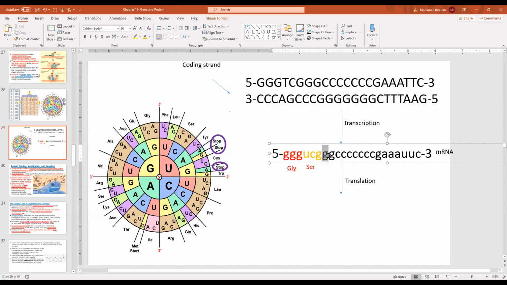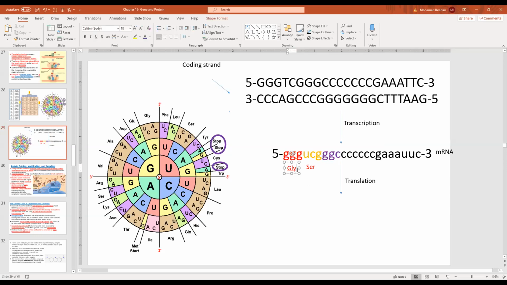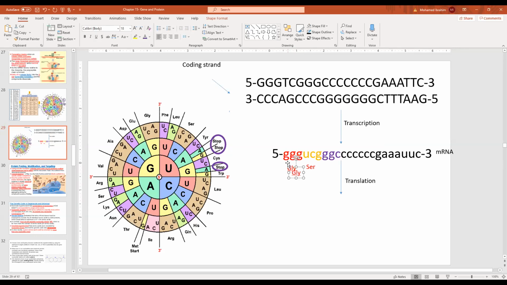Now the third codon, GGC, and I need one of you to tell me the amino acid for GGC. What do you think will be the amino acid? It's the same as the first one. Yes, it's a glycine. GGC, it's a glycine.